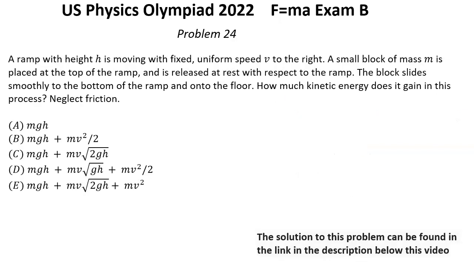Problem number 24. A ramp with a height h is moving with a fixed uniform speed v to the right. A small block of mass m is placed at the top of the ramp and is released at rest with respect to the ramp. The block slides smoothly to the bottom of the ramp and onto the floor. How much kinetic energy does it gain in this process? Neglect friction.